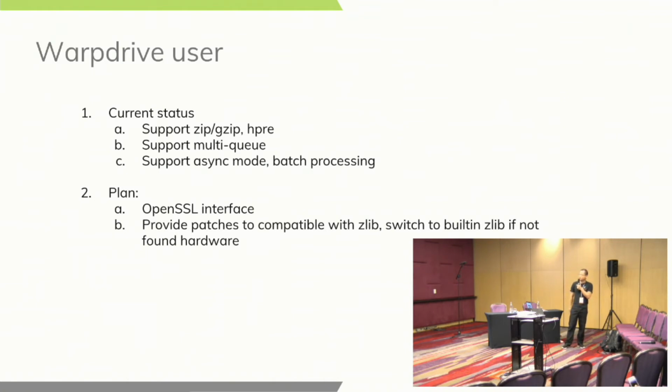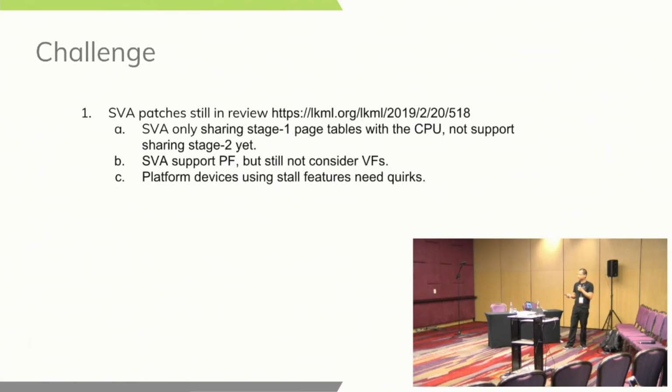But for the user space, we have two main targets. The first main target is we want to support OpenSSL. OpenSSL is very important because many accelerators now use the OpenSSL interface. So it's our first priority. Second, we also adapt to zlib. We will provide some patches. When the system finds there is a hardware accelerator, it can switch to our solution. And if there is no hardware acceleration, it just switches to the default zlib.